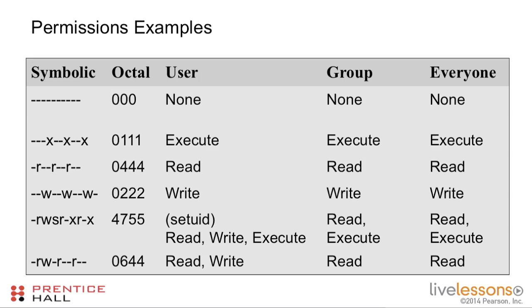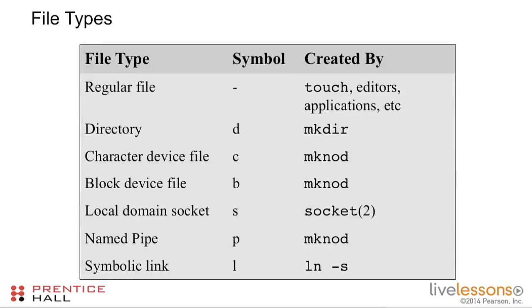So the 4755 mimics the /usr/bin/passwd command. This is a setuid, with the 4 indicating setuid, and then 755 means that the user can read, write, execute, the group can read and execute, and everyone else can read and execute. Another really common permission is 644, meaning the user has read and write access, group can read, and everyone else can read as well.